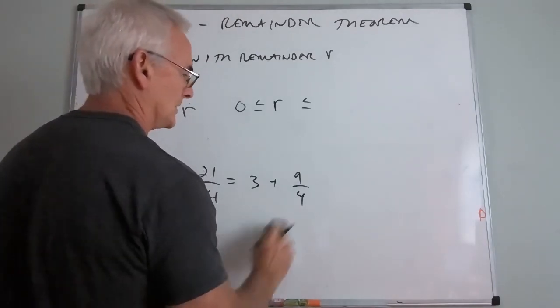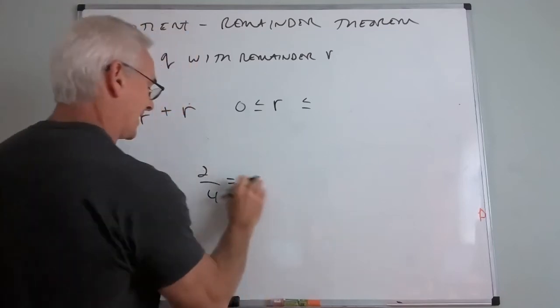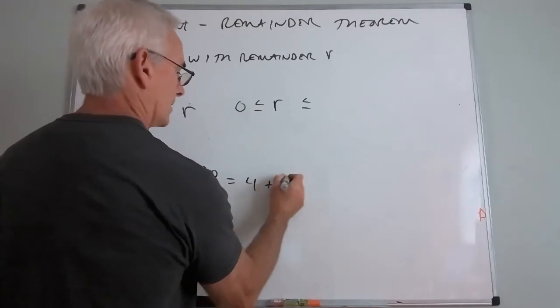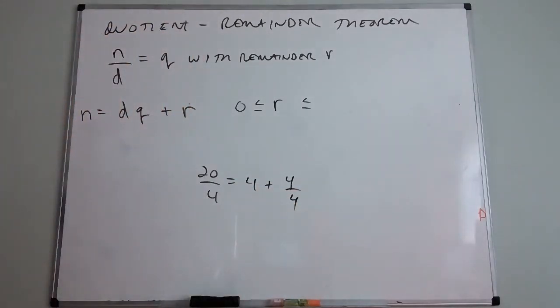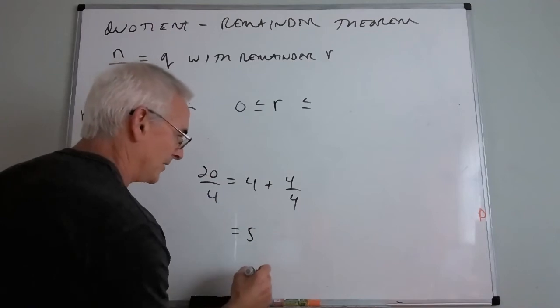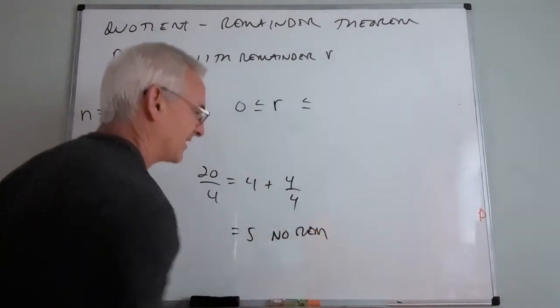Exactly. It has to be less than it. Okay, so if I said 20 over 4, is that a correct mathematical statement right there? Yes. But wouldn't it be easier to just say this is 5 and no remainder? Wouldn't that make more sense?